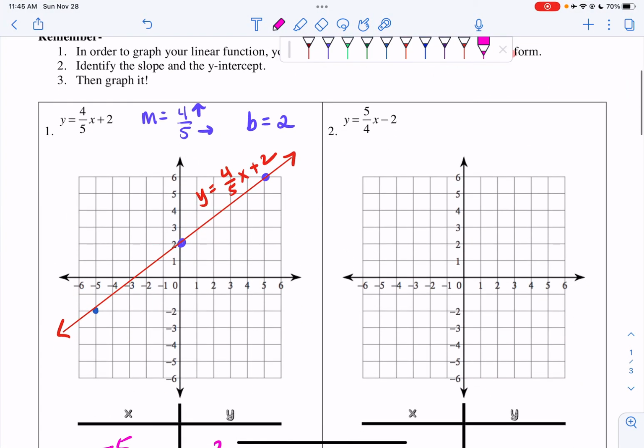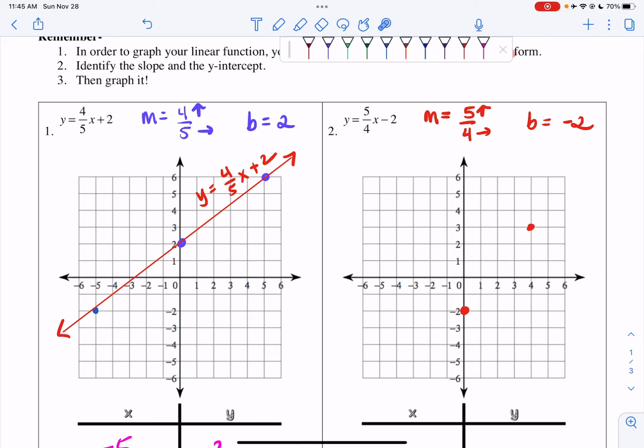Okay? So now for number 2, we have y = 5/4 x - 2. The first thing we're going to do is identify our slope. So our slope is 5/4. So I'm going to rise 5, run 4. My y-intercept, though, is not a +2. It's a -2. So I'm going to plot my point at -2. And now I'm going to go up 5, right 4. So 1, 2, 3, 4, 5. 1, 2, 3, 4. So I'm going to plot a point at 4, 3.